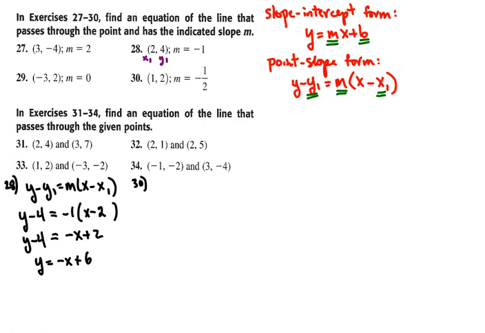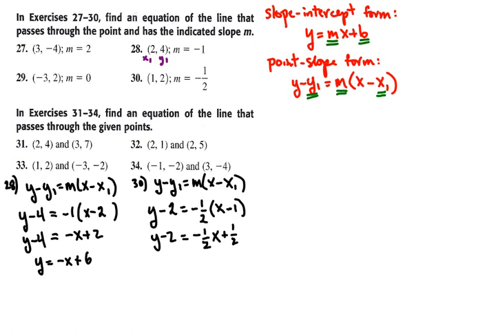Next, number 30, we have the point (1, 2) and the slope m equals -1/2. Since I'm given a point and a slope, I'll use the point-slope form again. y minus y1 is equal to m times the quantity x minus x1. y minus 2 is equal to -1/2 times the quantity x minus 1 when I plug in y1, the slope m, and x1.